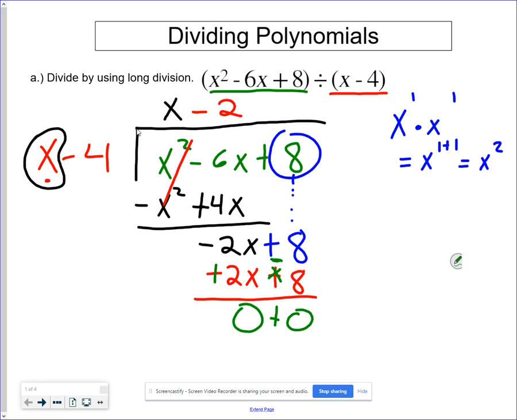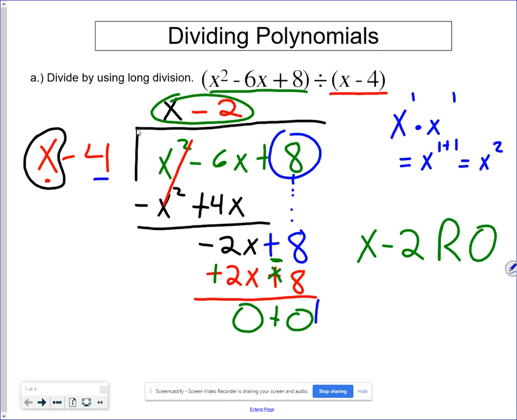So we see that the quotient, or what it should be when we divide this polynomial by this other polynomial, this x minus 4, is x minus 2. And if you notice, the example we did in the last video had a remainder, but here the remainder would just be 0, because everything divided evenly. So what that means is that this x minus 4 is a factor of the x squared minus 6x plus 8.